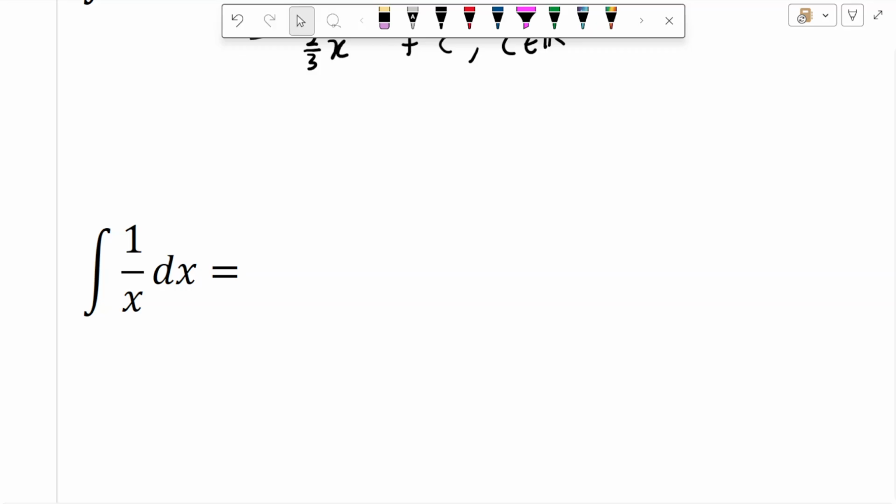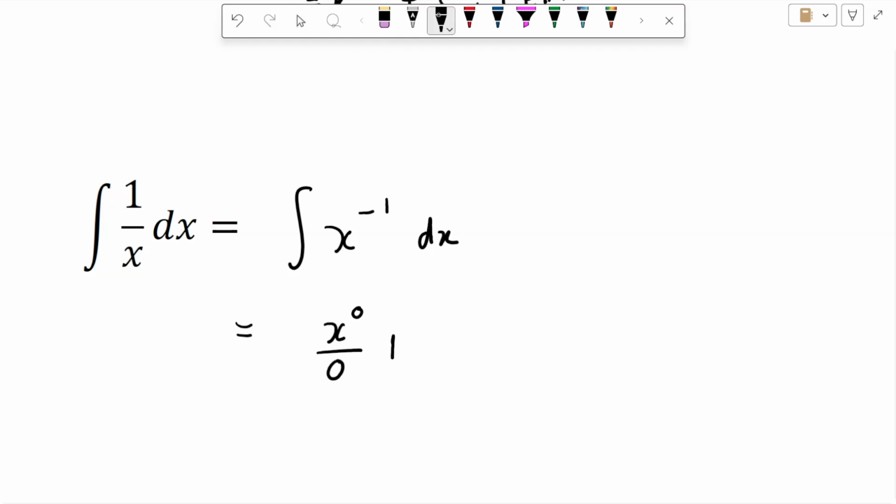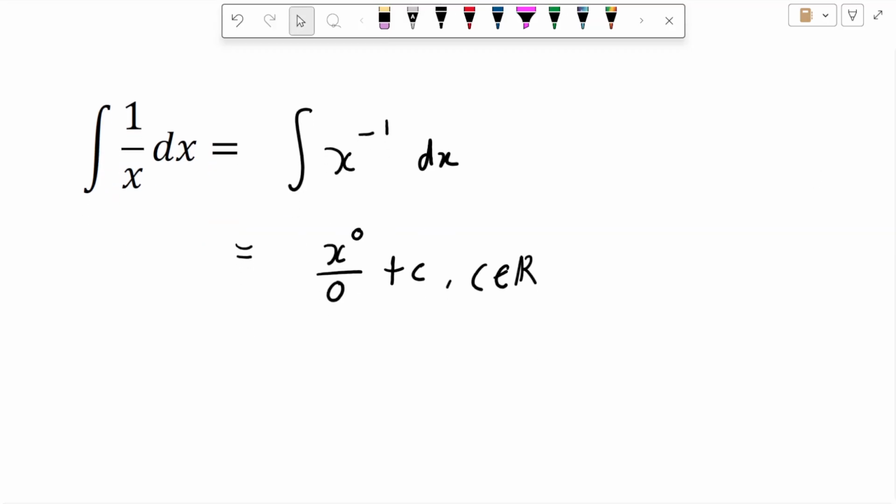Okay, so let's apply our index laws. So this becomes x to the minus 1. And then we need to raise up the power. So we're going to get x to the power of 0 over 0. Oh no. Okay, that should ring alarm bells. We can't divide by 0 in maths. Something has gone horribly wrong with this.